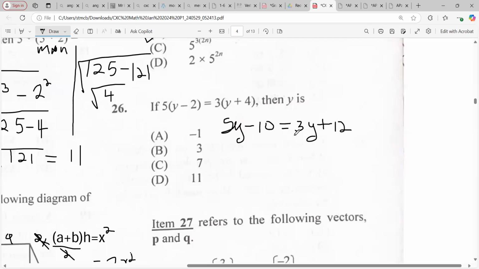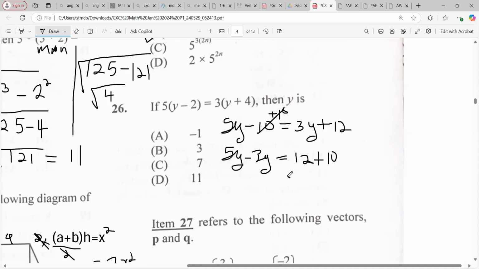We need to group the like terms now. So we're going to subtract 3y from this side. So this becomes 5y minus 3y. 12 is already over here, so it would have been 12. Now this is a negative 10, so the inverse is plus 10. Remember, guys, you have to take the inverse when you're grouping them. And what you do to one side, you do to both sides.